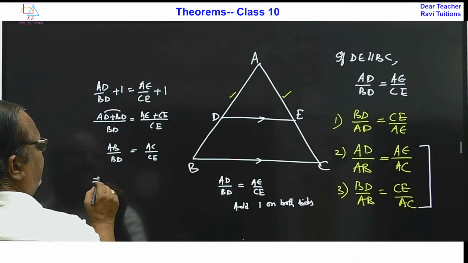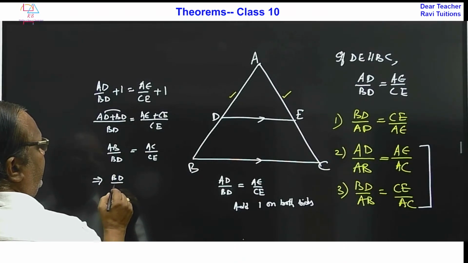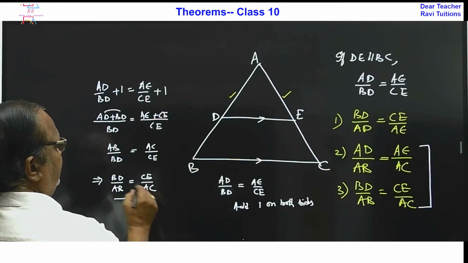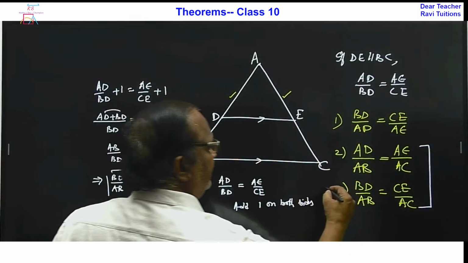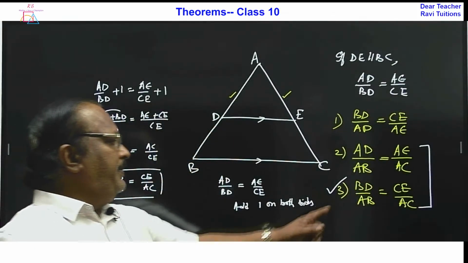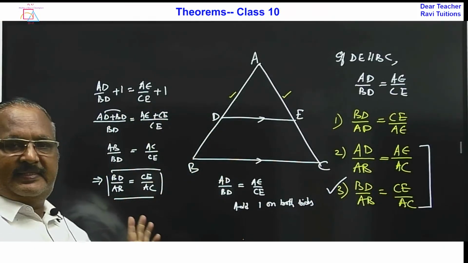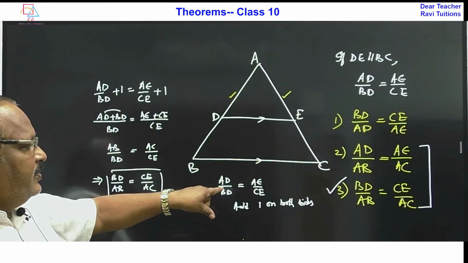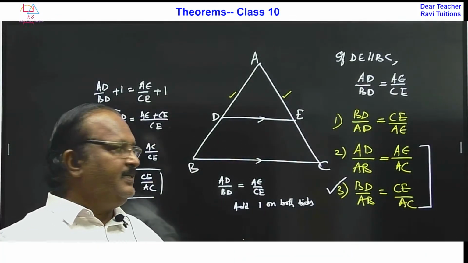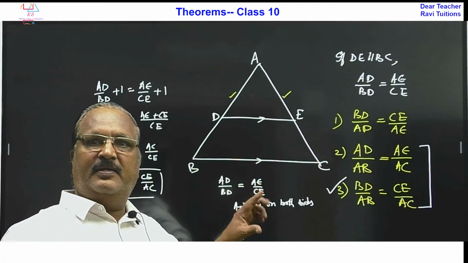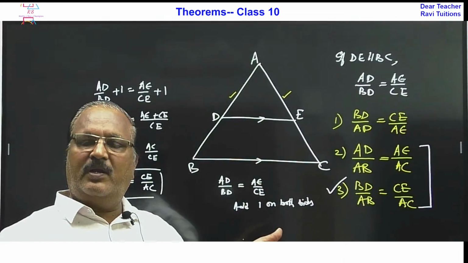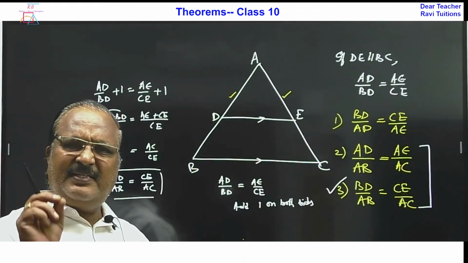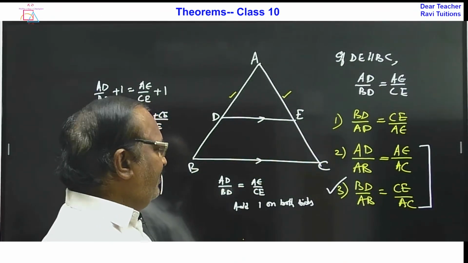AD plus BD is nothing but AB, so AB by BD is equal to AE plus CE, which is nothing but AC by CE. If you take the reciprocal, what happened? BD by AB is equal to CE by AC. So this is the second one: BD by AB is equal to CE by AC. This is how it is to be proved. Now take the reciprocal of the BPT and add 1 on both sides. Then you will get this. I will give you some logic for when to take which.